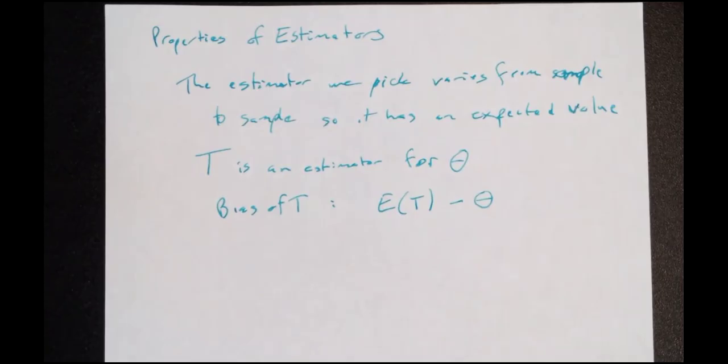Now, since most of the time I don't know the exact value of theta, but I can compute the value of E of T, I don't necessarily know off the top of my head the bias of an estimator. But my hope would be that I can create an unbiased estimator. If an estimator is unbiased, what does it tell you about the thing we just computed here?